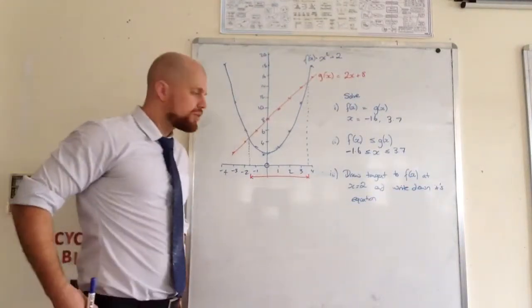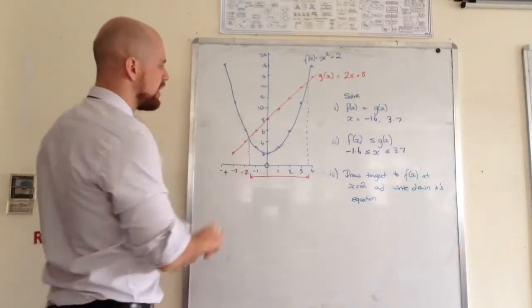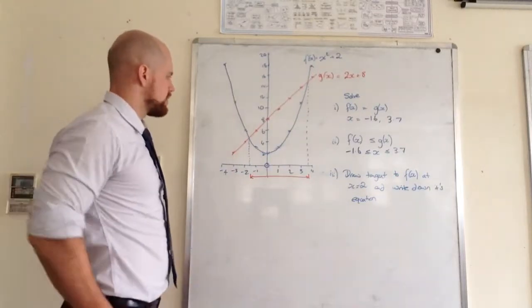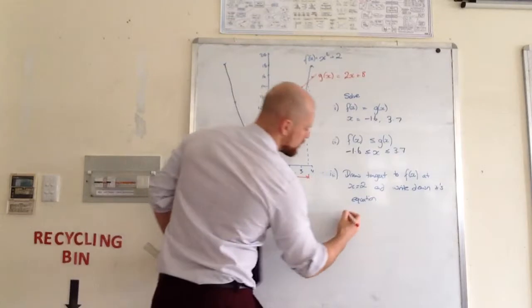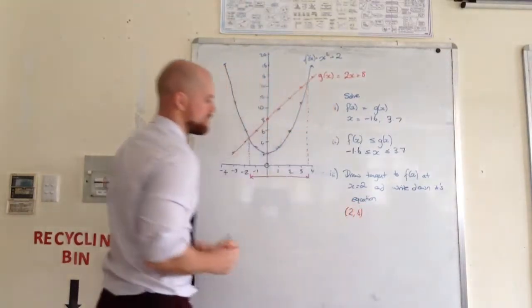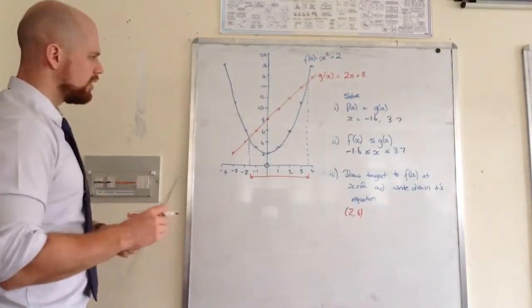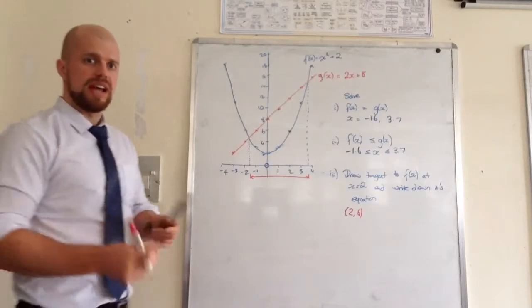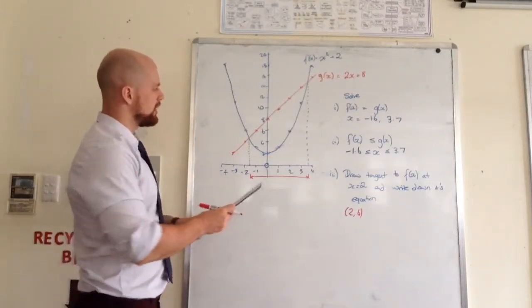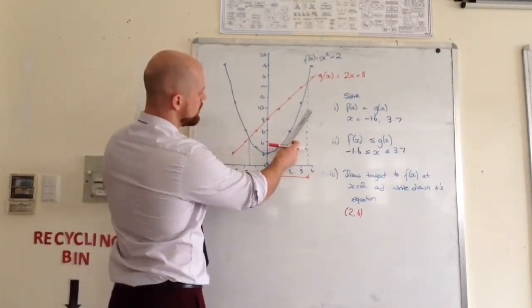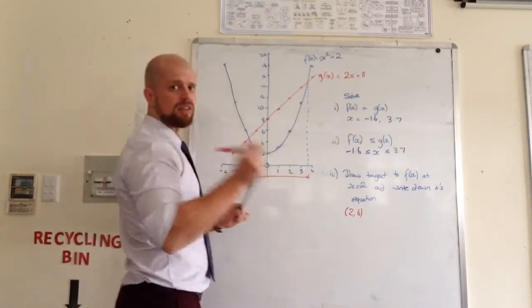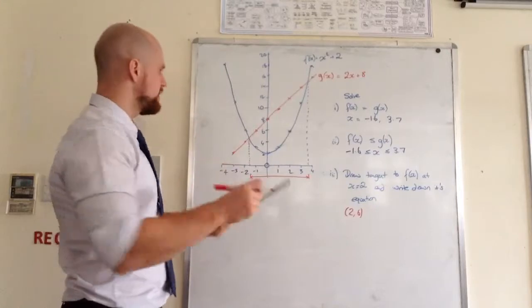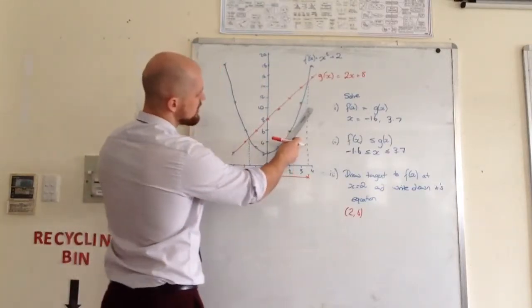Finally, we want to draw the tangent to f of x, that's the blue line, at x equals 2. So at x equals 2, y is 6. So we know the coordinate is 2, 6. That's really important. Now, what we're going to do is draw the tangent. And it's really important we do this properly. You put your ruler on the line at the point x equals 2. The tangent has to touch f of x at that point and that point only. And it needs to basically be the same gradient.